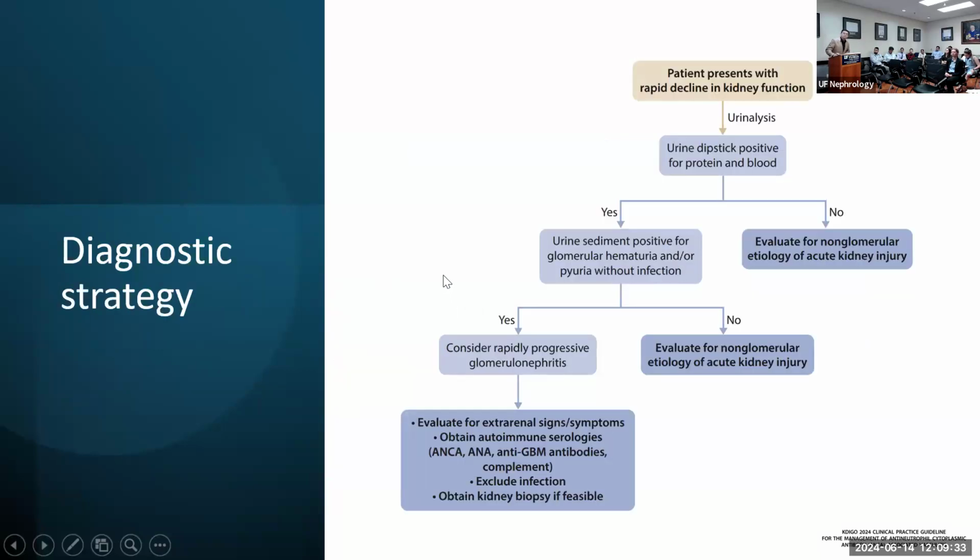So how are we going to diagnose this patient? When they consult us because of a rapid decline in kidney function, we do a UA. We see hematuria, proteinuria, we spin the urine and see if there are any dysmorphic RBCs, also acanthocytes. If we have acanthocytes, then we can assume it is glomerular bleeding, and we can consider it as rapidly progressive glomerulonephritis, and then we send for ANCA antibody, ANA, anti-GBM, and so on.